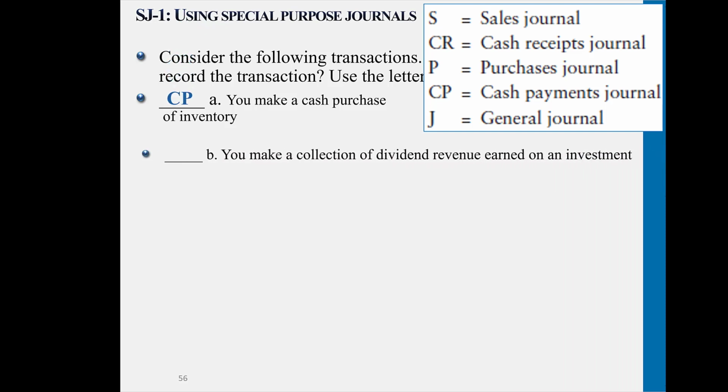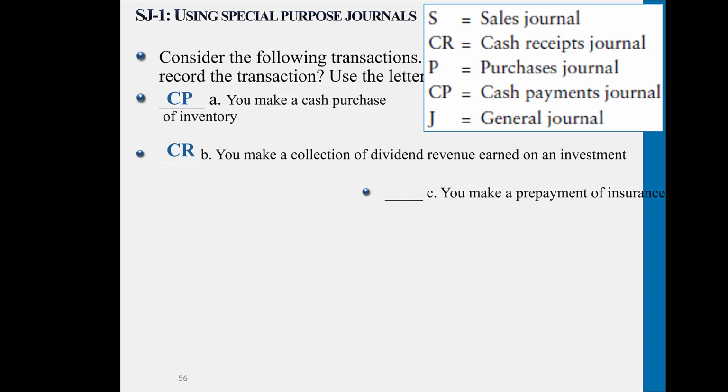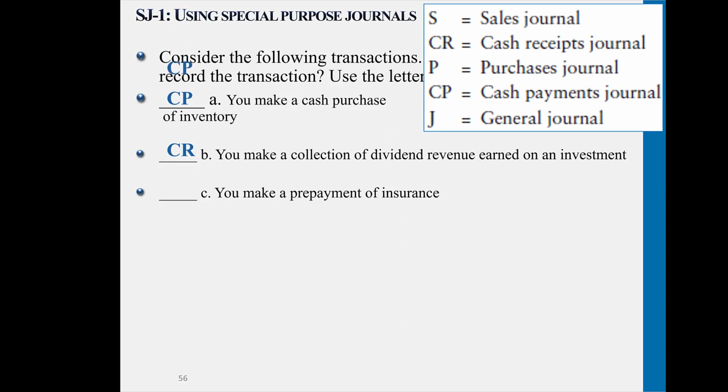Next, you make a collection of dividend revenue earned on an investment. Which journal is this going to go into? Well, we are receiving cash, so that's CR, cash receipts. Next one, you make a prepayment of insurance. The key word is payment. We're paying cash, so which journal is that? That's cash payments, CP.